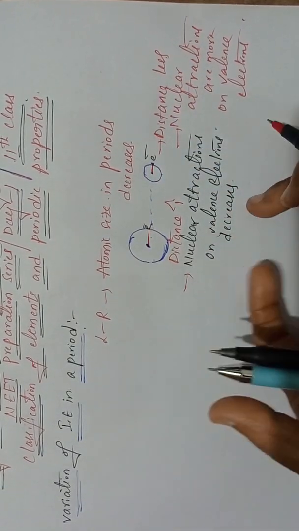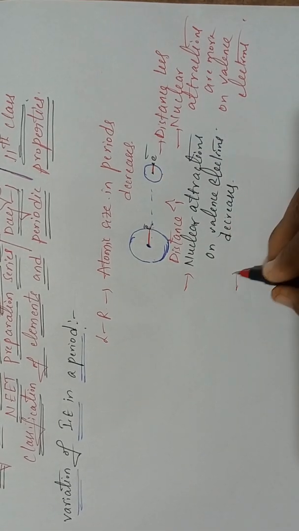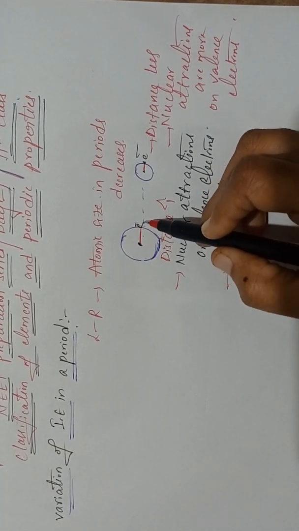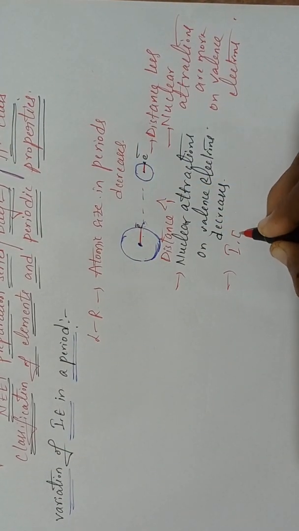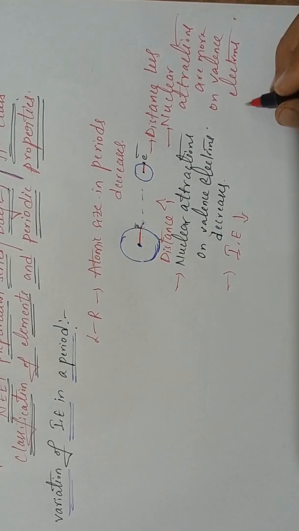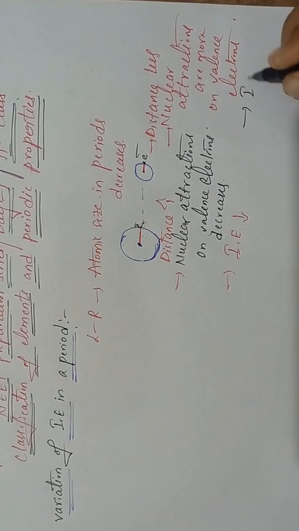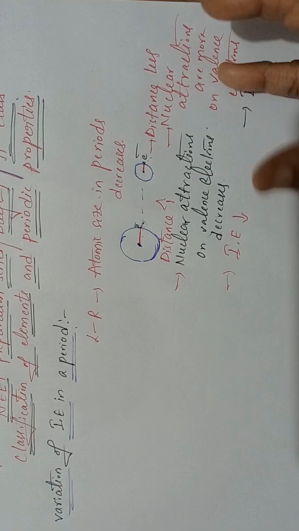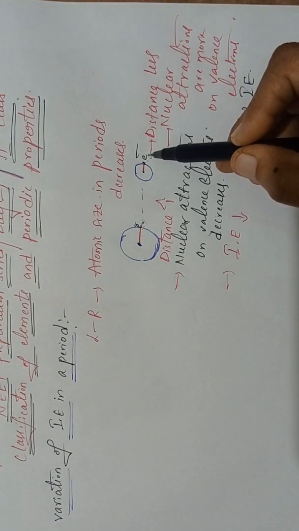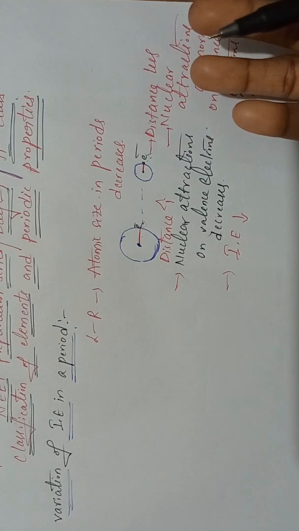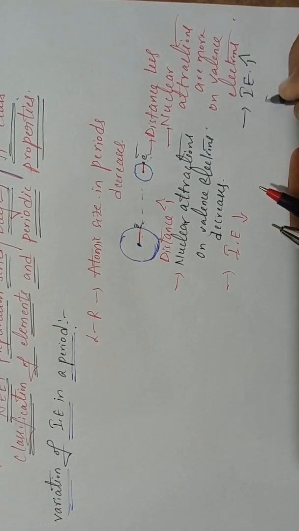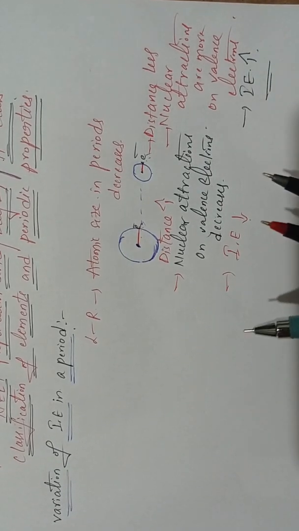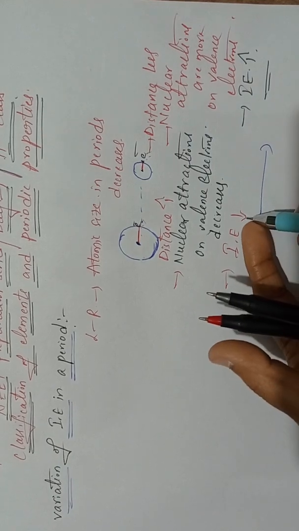Whenever attractions are less, very little energy is required to remove the electron, because nuclear attractions are less. So that's why ionization energy in this case is less. Here in this case ionization energy is more, because nuclear attractions are more on valence electrons. The attraction is more, so it is not ready to lose the electron, so we have to supply more energy, students. That's why ionization energy is more. So from left to right, here less, here more.